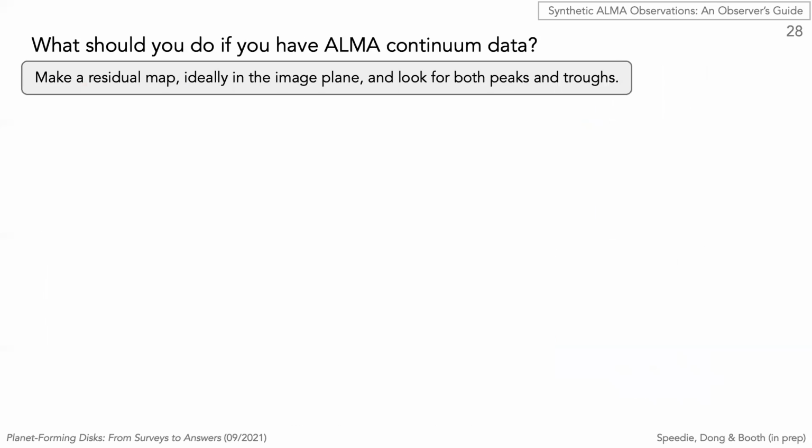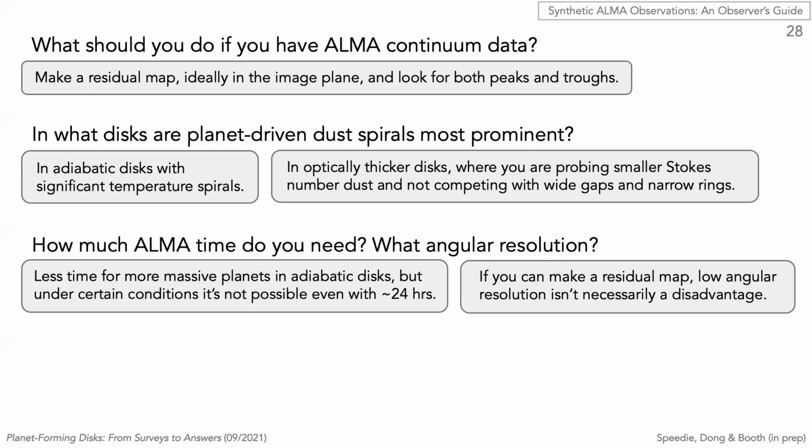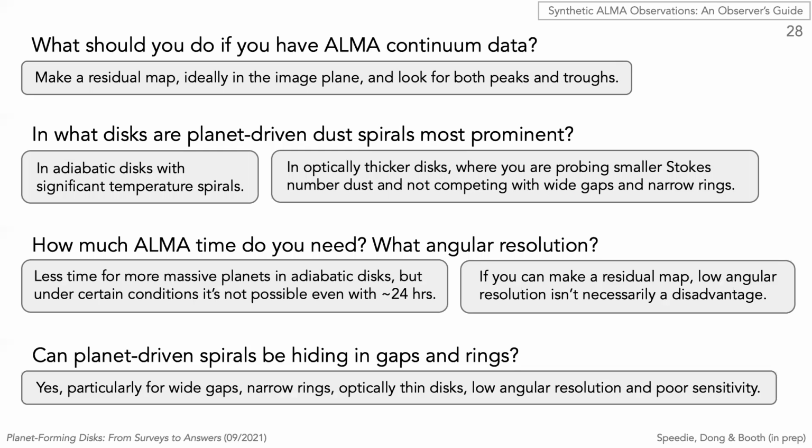So in summary, if you have ALMA continuum data, try to make a residual map in the image plane, and don't just plot the positive values, plot the troughs too. Planet-driven spirals are most prominent in adiabatic disks with significant temperature spirals, and spirals in isothermal disks are very hard to detect. Under certain conditions, it's not possible to detect spirals even with a day's worth of ALMA time. Angular resolution-wise, it's not always necessary to resolve the spiral, and you can pick it up in a residual map. And planet-driven spirals could be hiding in gaps and rings, particularly in optically thin disks and in observations with low angular resolution and poor sensitivity.